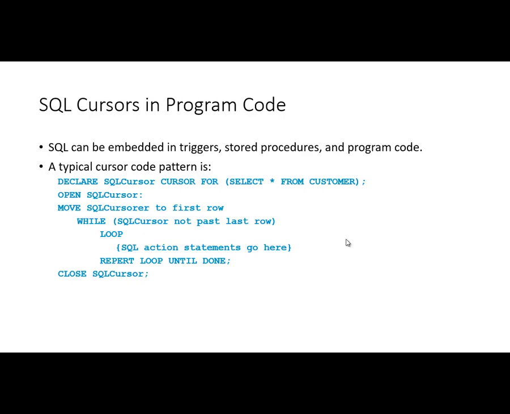This slide shows an example of SQL cursor code in program code. The cursor will be first declared. You can see the SQL code within the cursor, then the cursor embedded within the loop. Once the loop is done going through all rows, the loop will stop. The SQL cursor will be closed.